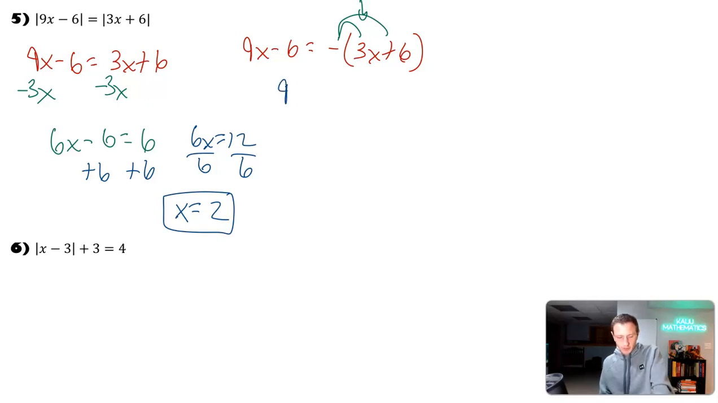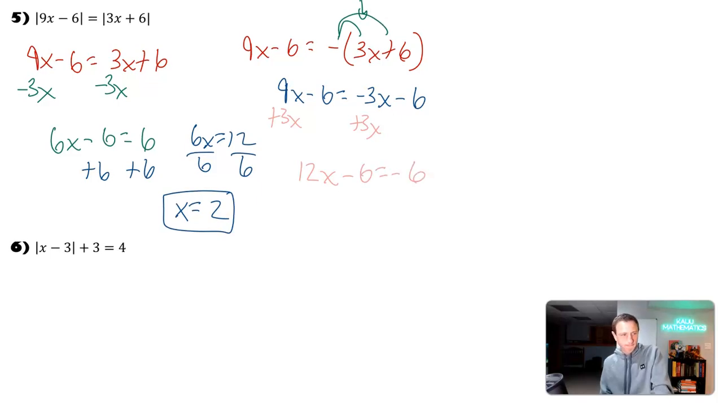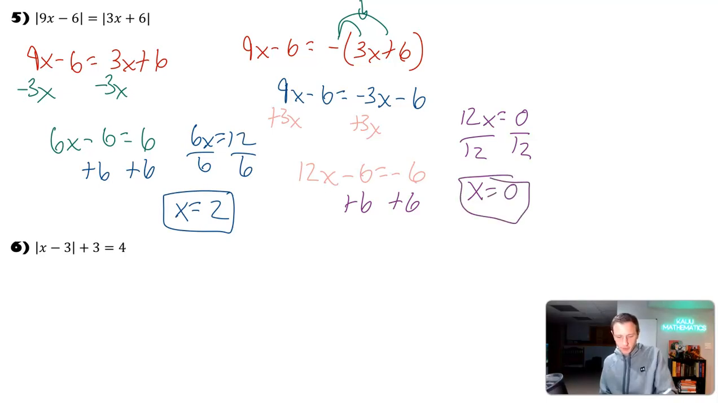Then on this one, I'm going to have 9x minus 6 equals negative 3x minus 6. Go ahead and solve. I'm going to add 3x to both sides. 9x plus 3x is 12x, minus 6 equals negative 6. Add 6 to both sides. 12x equals negative 6 plus 6, which is 0. Divide by 12, x equals 0. So my two solutions are x equal to 0 and x equal to 2.